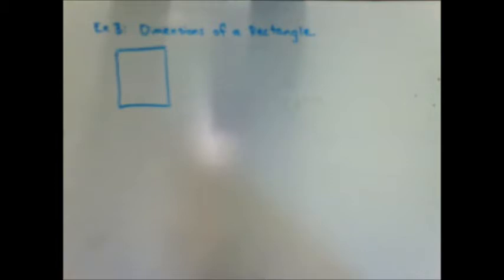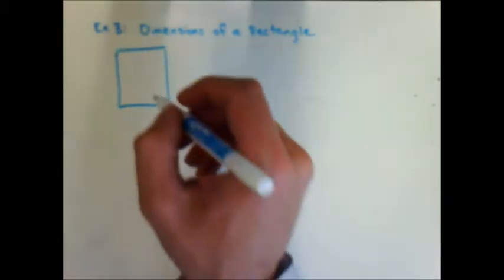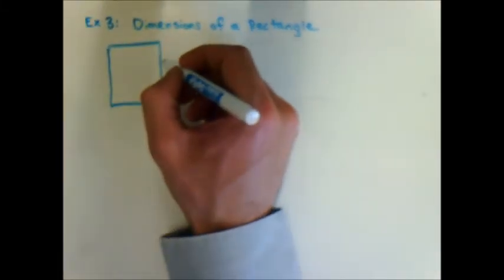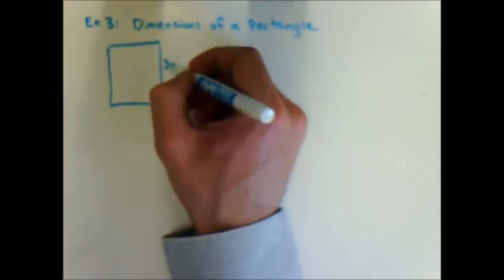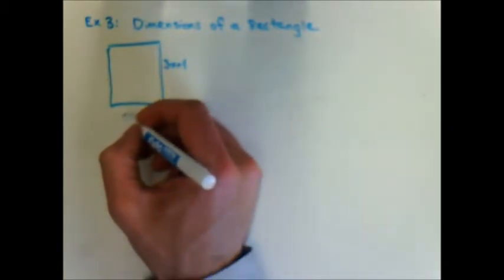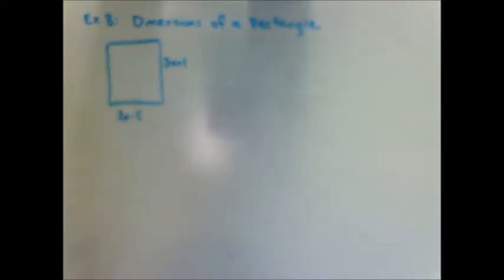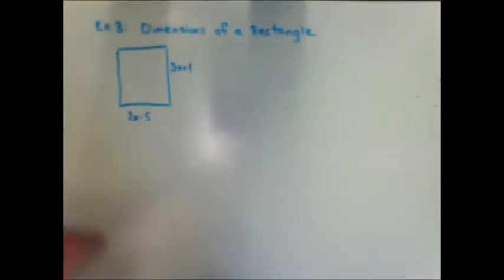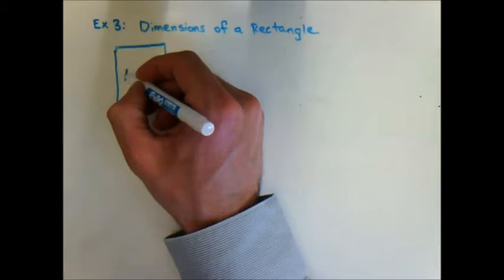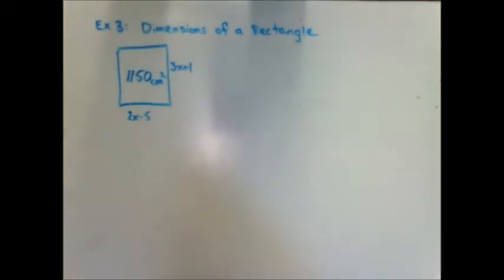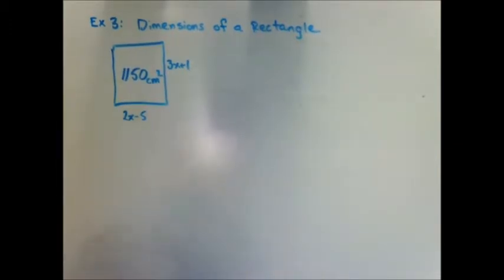So, just for the sake of keeping track of things, I'm going to make the longer side 3x plus 1 and the shorter length 2x minus 5. It does not matter at all if you do this on a real problem. You will still get the right answer even if your diagram doesn't match. We're also told that the area of our rectangle is 1,150 square centimeters.